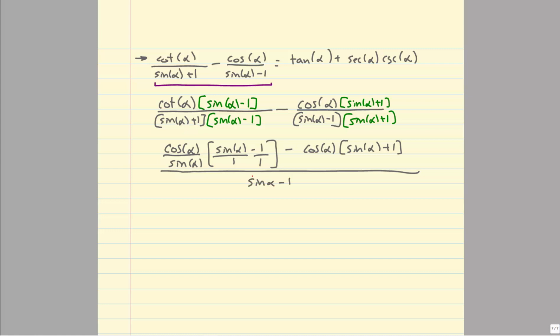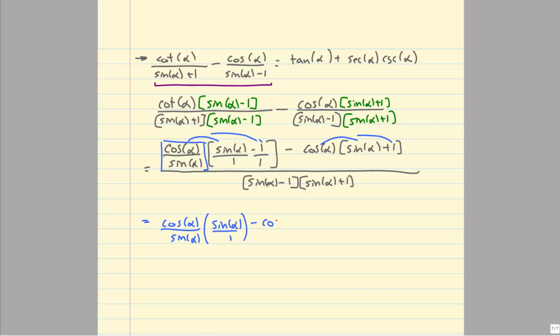Now this is the difference of perfect squares. These are conjugates. So the difference of perfect squares factors into conjugate pairs. These are those conjugate pairs. So the next thing I want to do is take this cosine over sine and distribute it through, and then the same with the cosine of alpha. So here I will end up with cosine of alpha over sine of alpha times sine of alpha over 1, minus, I'm going to distribute it through to the negative 1 now, so there's my minus sign, cosine of alpha over sine of alpha.